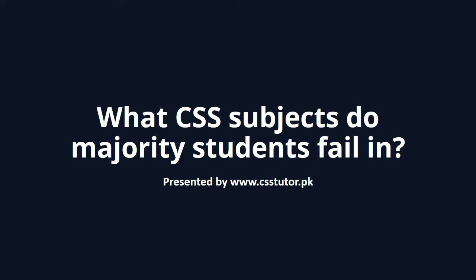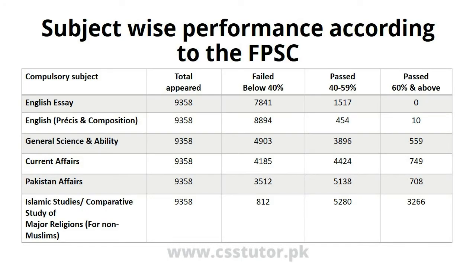In this video, we will be discussing the CSS subjects that students are most likely to fail in the CSS exam. According to the FPSC, which is the main body responsible for conducting the CSS exam, the total students that appeared for the CSS 2016 exam were 9,358. The subject-wise performance of CSS students has been shown in this table. These numbers are the official numbers given by the FPSC, giving insight into the performance of CSS students. We will move on to discuss each subject and its performance.